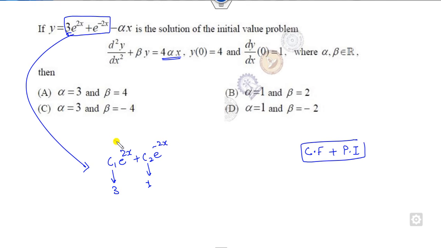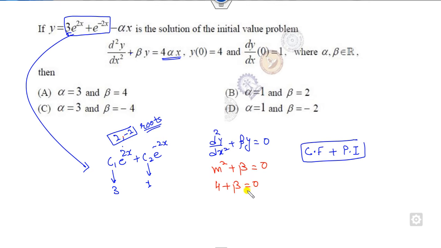So what is the meaning of that? 2 and minus 2 are the roots of the homogeneous equation. What is the homogeneous equation of this? d²y/dx² plus beta y is 0. This is my homogeneous equation, so I can take it of this form. Fine. So if I take m is 2, it will be 4 plus beta is 0, so beta is minus 4.